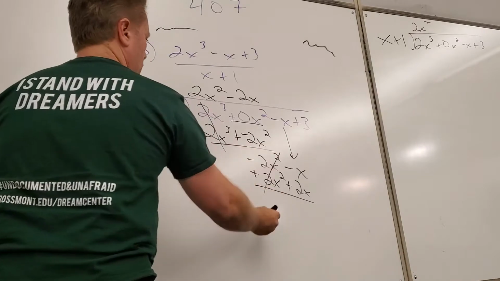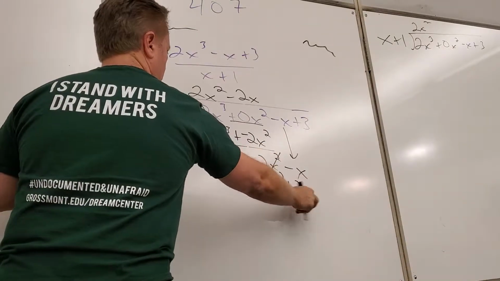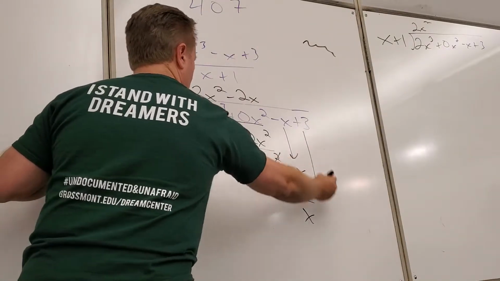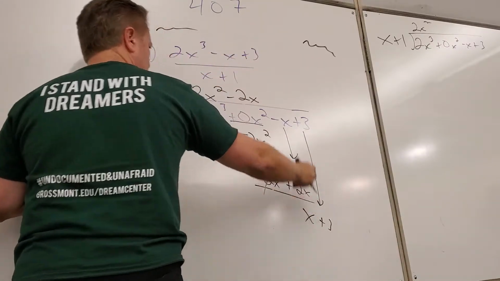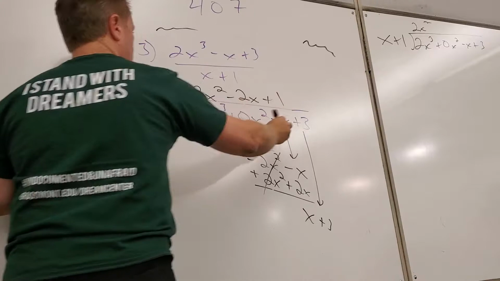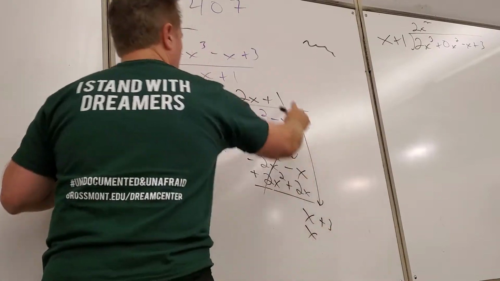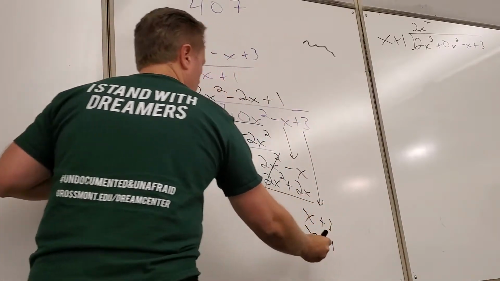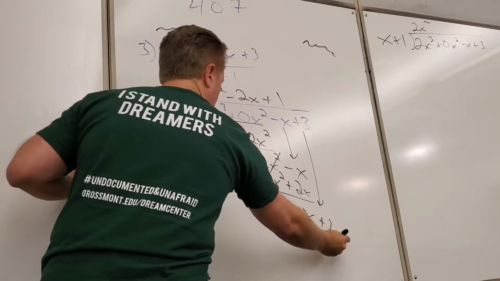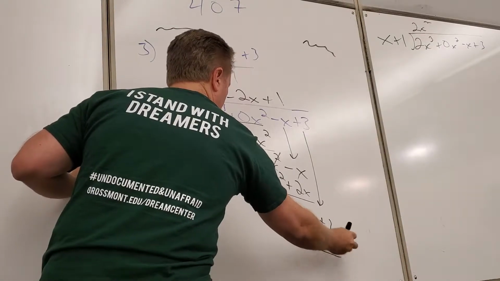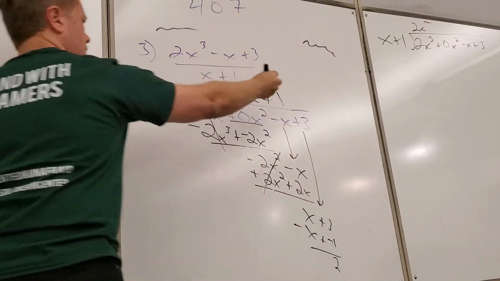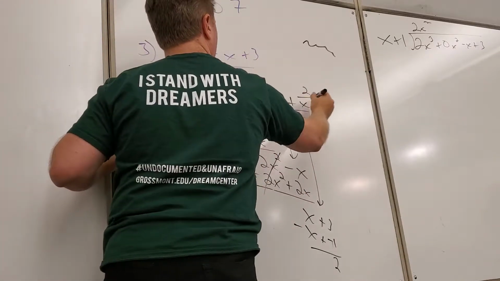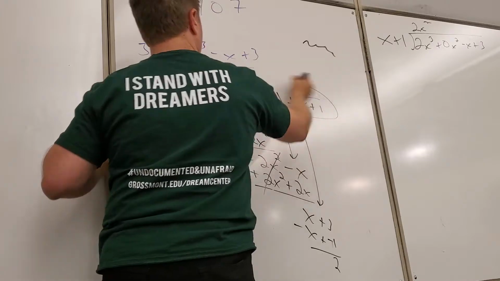So what do you get here? Those go away? X plus 3. X times what is X? 1. That's crazy. And so 1 times X is X. 1 times 1 is 1. Change the signs. Plus 2 over x plus 1. Yeah.